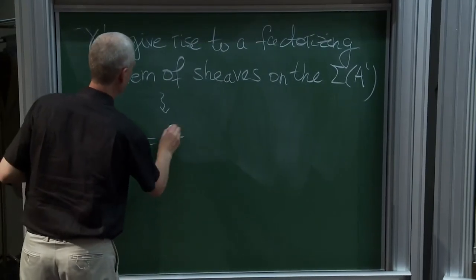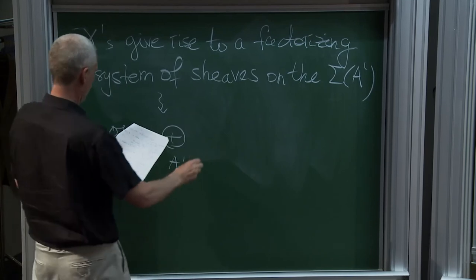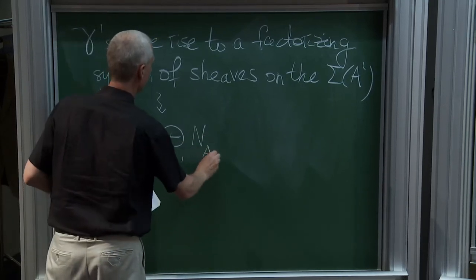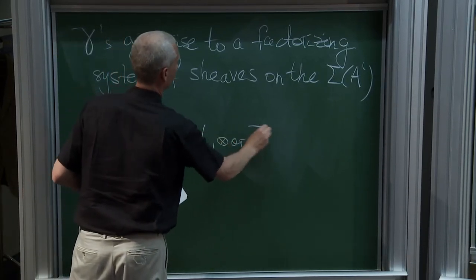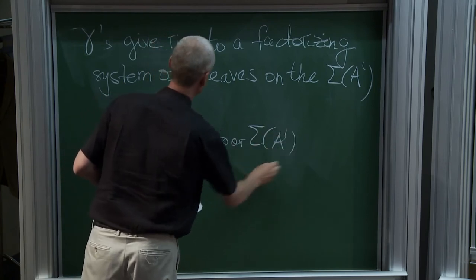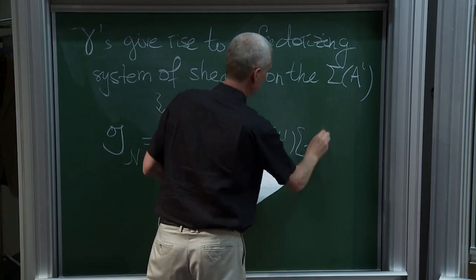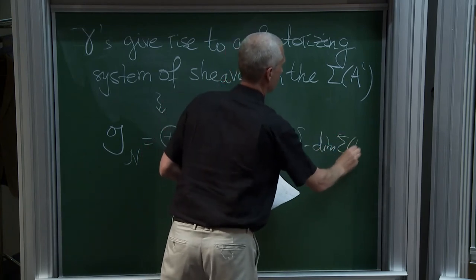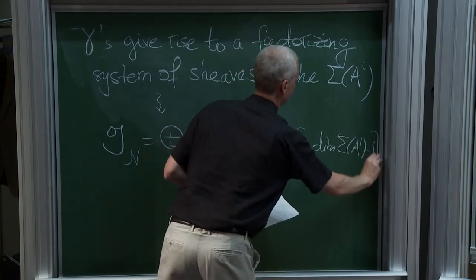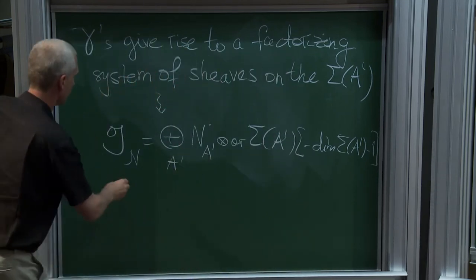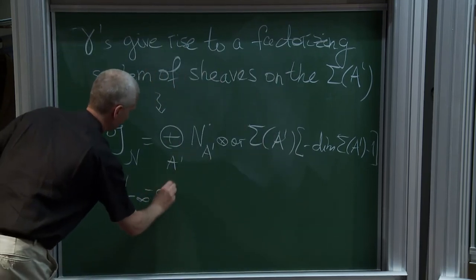It will be the direct sum over A prime of N(A prime) tensor sigma of A prime. So this is a complex, right? Shifted by minus dim sigma of A prime minus 1. Again, it is a nilpotent L infinity algebra.